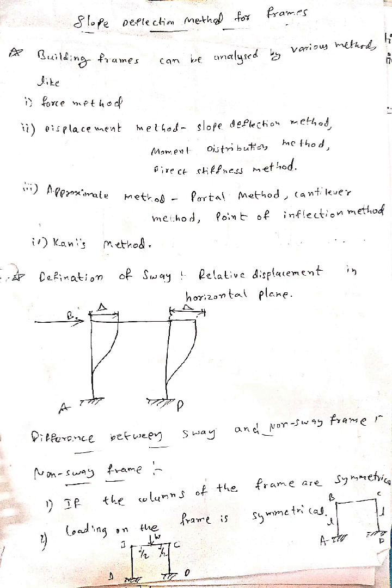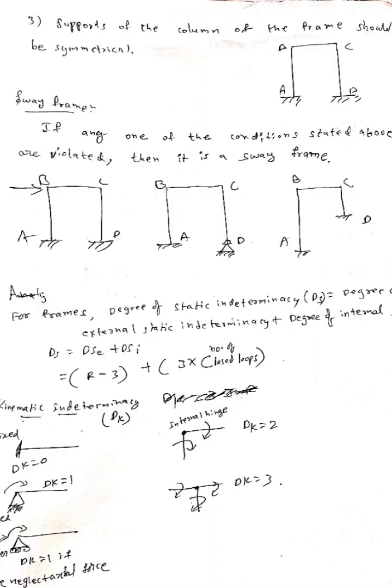The second condition is that loading on the frame should be symmetrical. If the loading is unsymmetrical, it is a sway frame. If it is symmetrical, it is a non-sway frame. The third condition is that the supports of the columns of the frame should be symmetrical. That means at supports A and D, if it is fixed at A, at D also it should be fixed. If it is hinged at A, at D also the same hinge support should be there. That is the meaning. The sway frame is completely vice versa of these conditions. If any one of the conditions stated above is violated, then it is a sway frame.